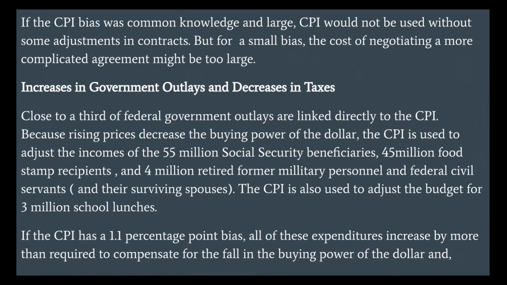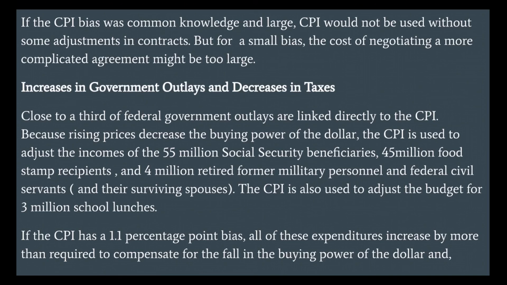If the CPI bias was common knowledge and large, the CPI would not be used without some adjustments in contracts. But for a small bias, the cost of negotiating a more complicated agreement might be too large. Increase in government outlays and decrease in taxes. Close to a third of federal government outlays are linked directly to the CPI because rising prices decrease the buying power of the dollar.